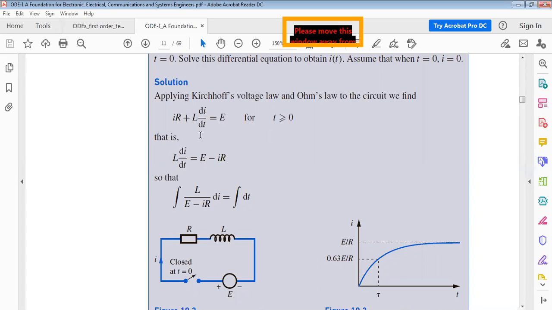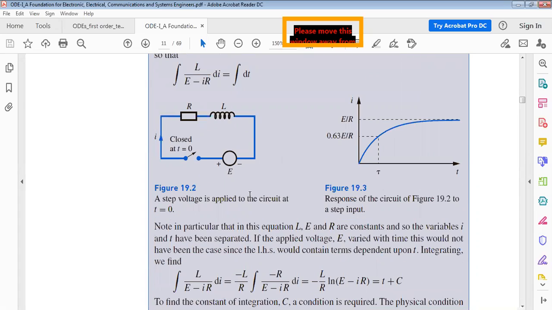Remember it, because the first differential coefficient is contained in this equation. So this is the differential equation of the given circuit. That is L di/dt equals E minus IR. Here we can solve it by the variable separable method, right? Using L divided by E minus IR di equals the integration of only dt. Just separating the variables: this is the differentiation with respect to I, and this is with respect to t.